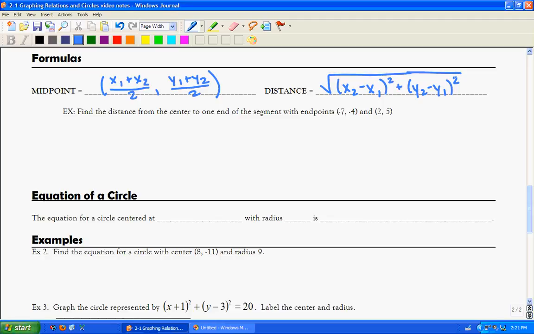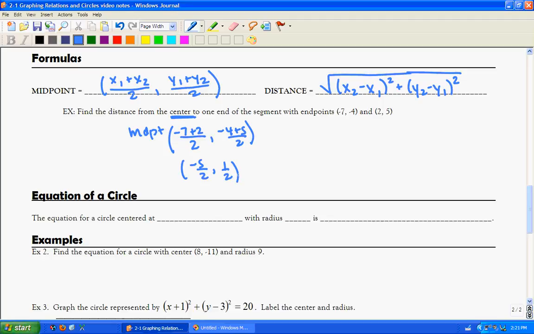So for the example, find the distance from the center to one end of the segment with endpoints (-7, -4) and (2, 5). So first we have to find the center, so that's the midpoint formula. So we'll do (-7 plus 2) divided by 2, and (-4 plus 5) divided by 2. So our center is (-5/2, 1/2).